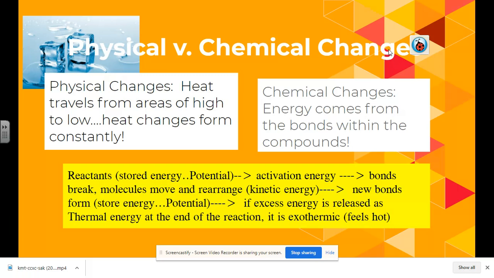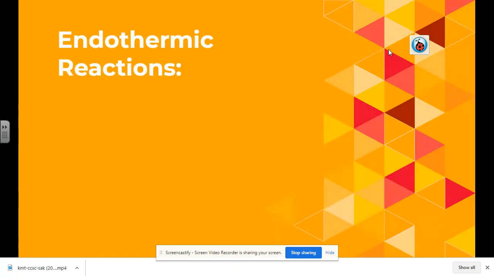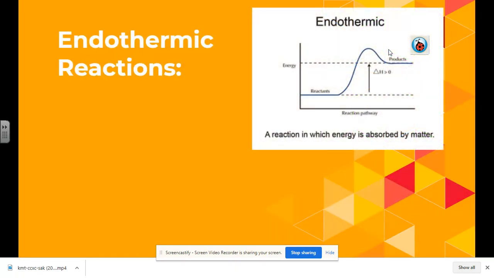If you have leftover or excess energy at that point, that gets released as thermal energy at the end of the reaction, and we would call that exothermic. It feels hot. If the reactants, the starting substances, required more energy at the beginning to break those bonds, and the products have more stored energy in the end, then we're going to call that endothermic. If the products have more energy at the end that's stored within the molecules, you call that endothermic, and the reaction would feel cold.